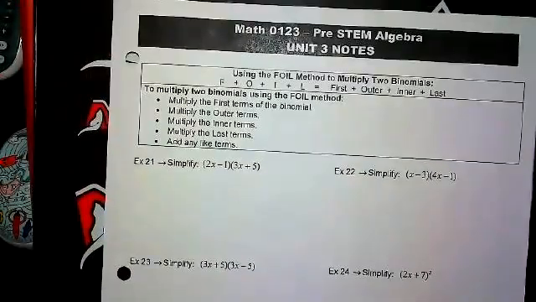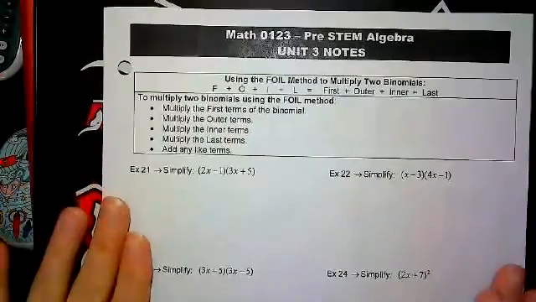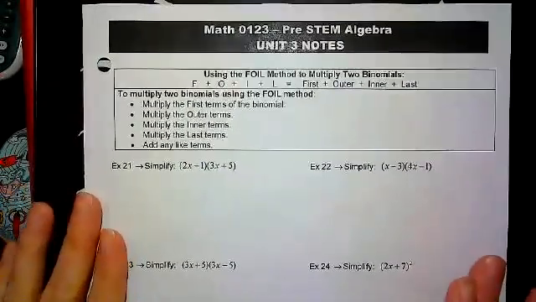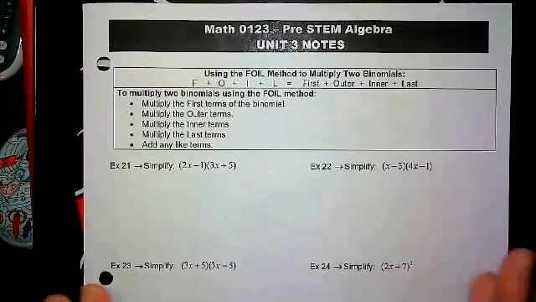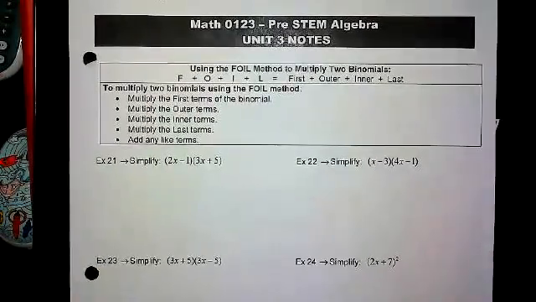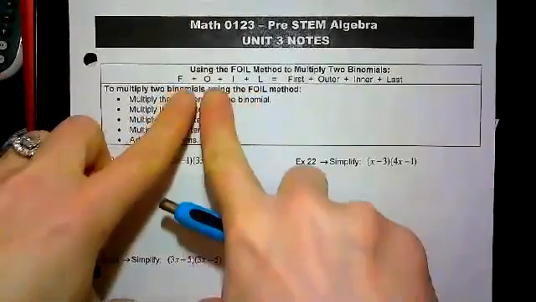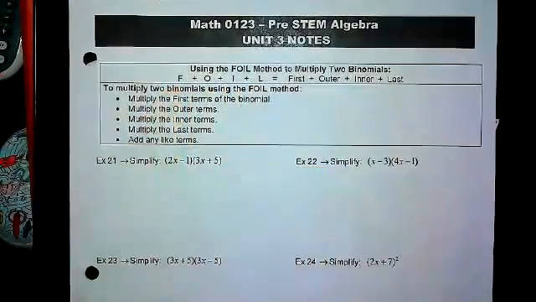Turning the page, we're going to go over FOIL now. So FOIL is basically what you just did. You're going to be distributing your terms. But we call it FOIL because in math, there's always inverse operations. Later in this unit, we'll be learning how to factor. So we're going to be going backwards, where FOIL is important to kind of understand.